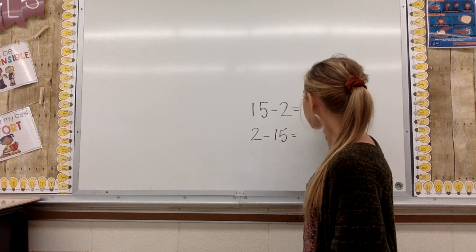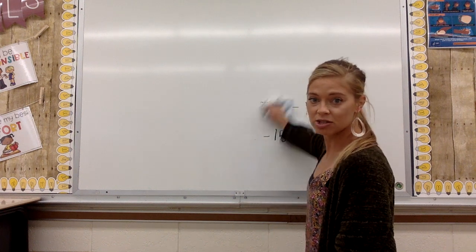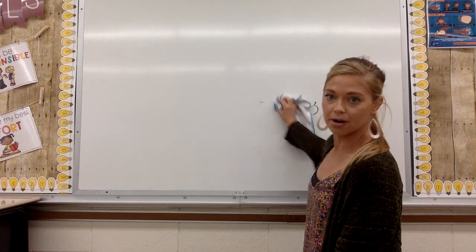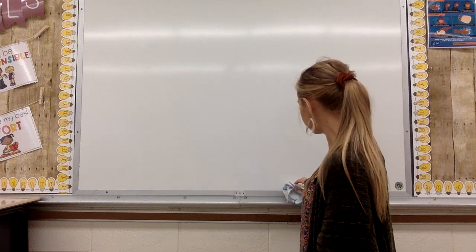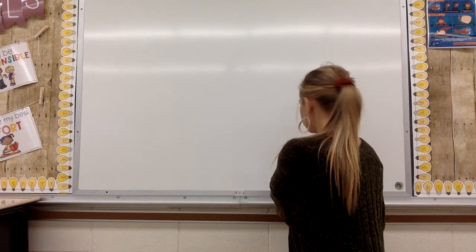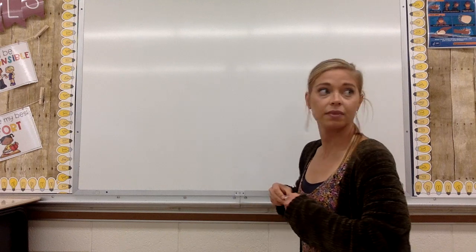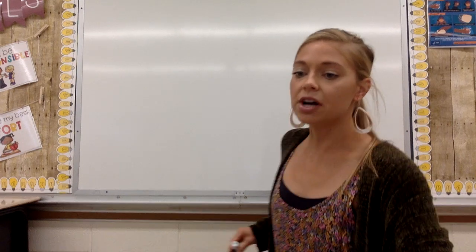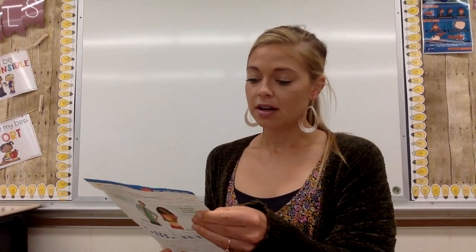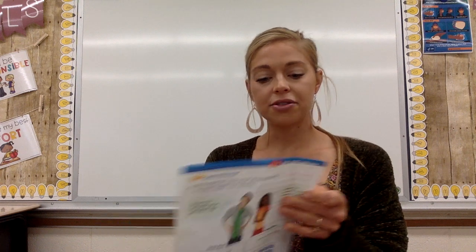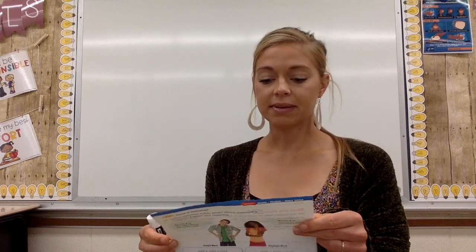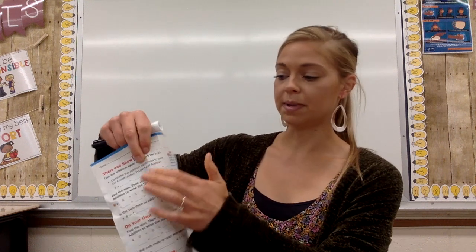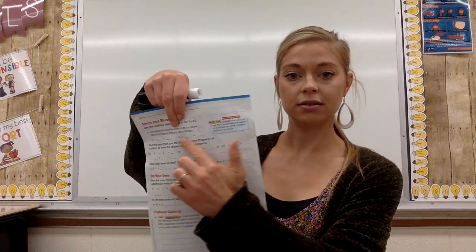So the commutative property of addition only works with addition, and that is when we just flip-flop the numbers. Okay, so 1 plus 2 equals 3, and 2 plus 1 equals 3. Okay, so we are just flip-flopping. All right, so for the commutative property of addition here, it says 3 plus blank equals blank. And then the next one says 4 plus blank equals blank. I'm just looking at problem 1.